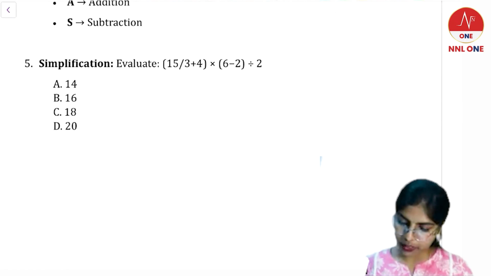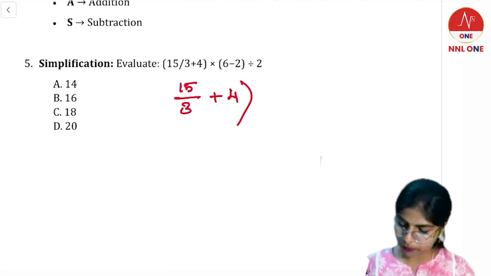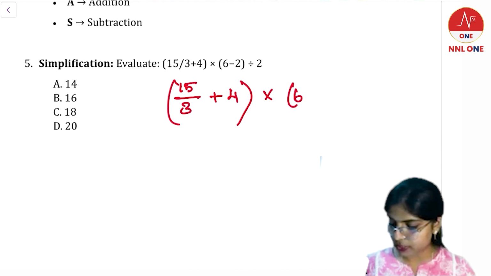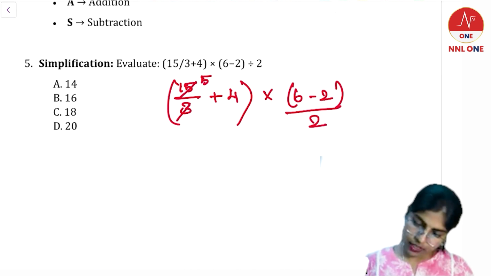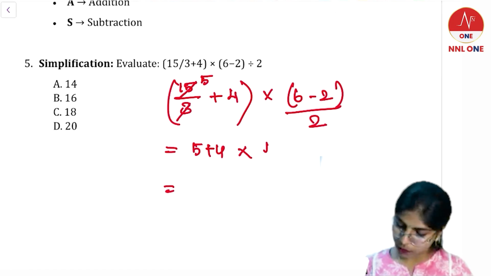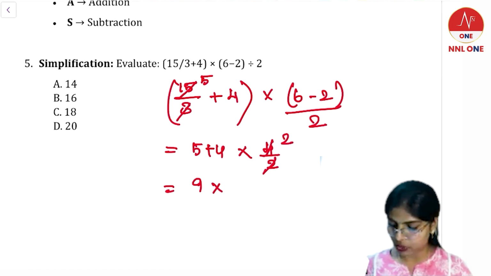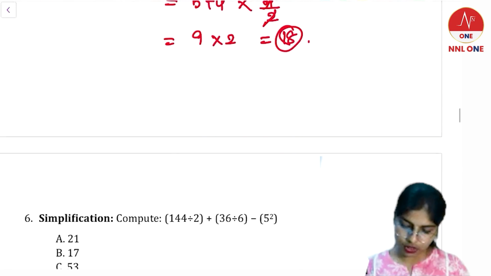15 by 3 plus 4 into 6 minus 2 divided by 2. I'll write here 15 by 3 plus 4 into 6 minus 2 divided by 2. 15 divided by 3 is 5. 5 plus 4 is 9. Into 6 minus 2 is 4 divided by 2. 2 into 2 is 4. 5 plus 4 is 9. 9 into 2 is 18. So 18 will be your answer. So option C is your correct answer.